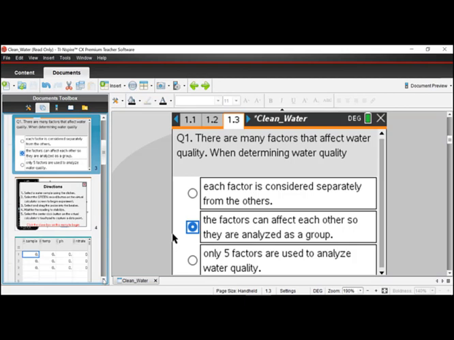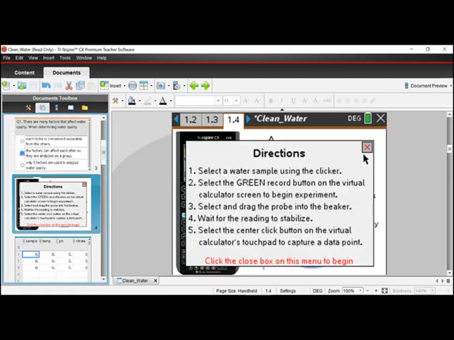You really want to make sure that the drinking water is clean if you're in charge of the drinking water for a municipality or a town or something like that. Okay, so we're going to look at aquatic ecosystem water samples today. And we're going to use a virtual lab using a data collection system. So we're going to use sensors basically for each sample of water. The way this is going to work, we're going to select the green record button on the virtual calculator screen to begin, and then we'll drag the probe into the beaker, get a measurement, wait for it to stabilize, and then we'll press the center click button to actually capture that data point.